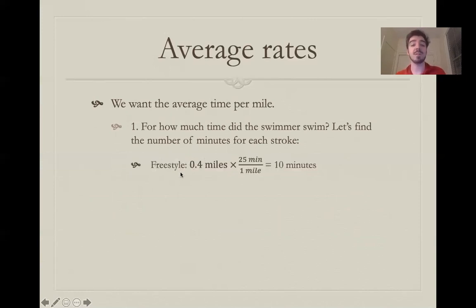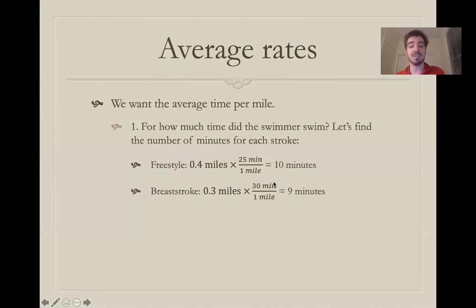For freestyle, she was going 0.4 miles at the rate of 25 minutes per 1 mile. So think back to our proportions section. We're trying to convert miles to minutes, and this is the way we do that. So this ends up being 10 minutes taken to swim the 0.4 miles.